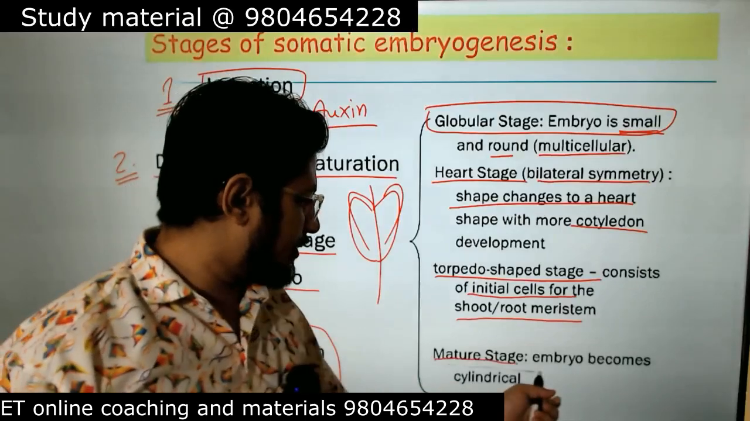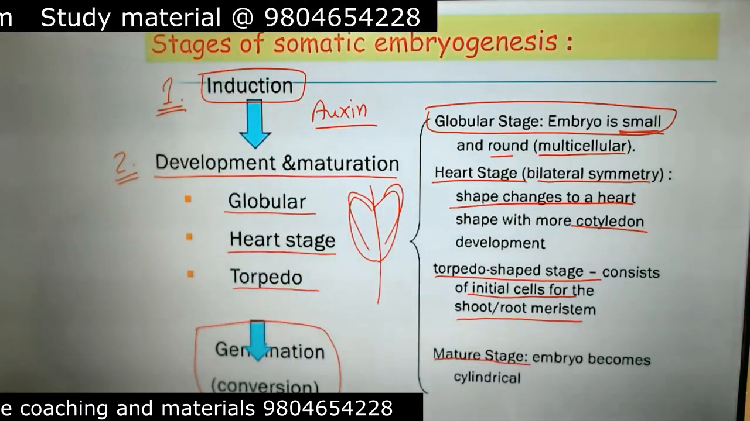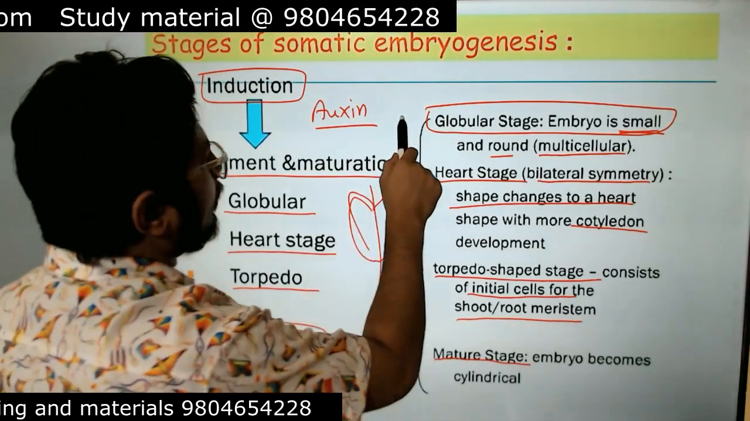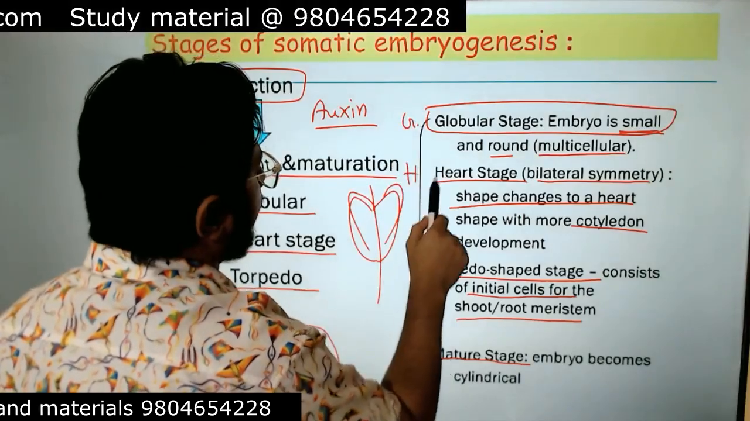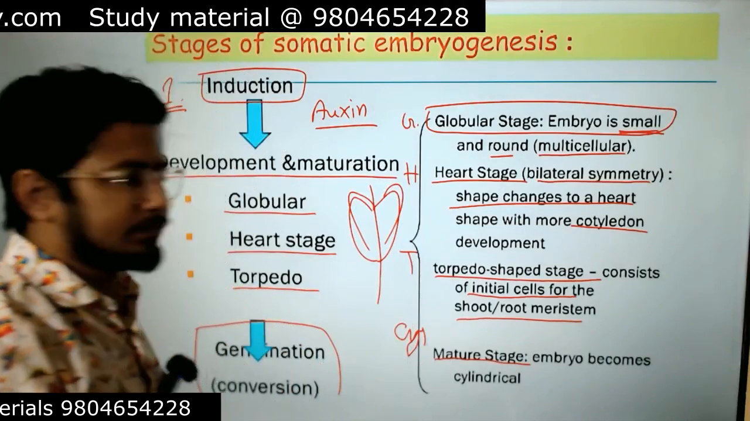Then we have the mature stage, where the embryo becomes cylindrical. So before maturation we have a cylindrical embryo. So the stages go like globular, heart shape, torpedo stage, and cylindrical. Okay.